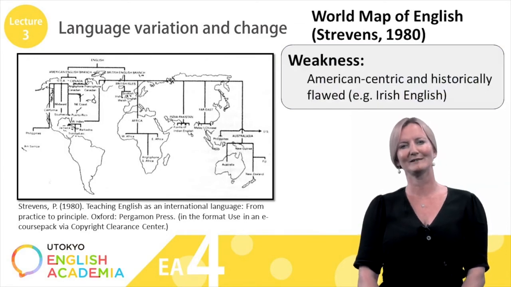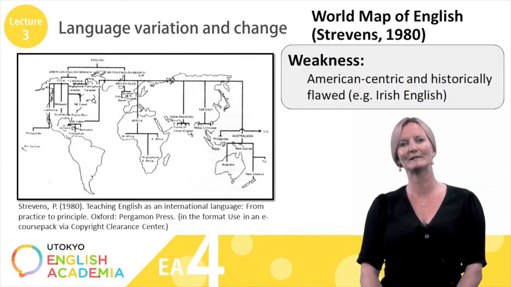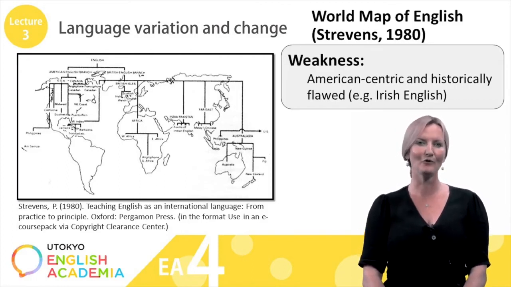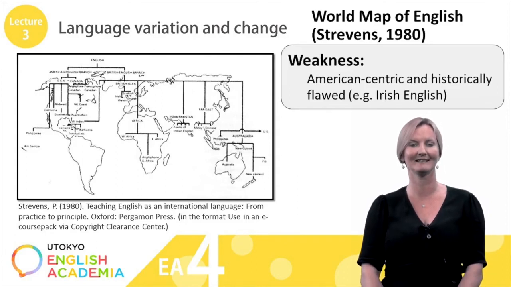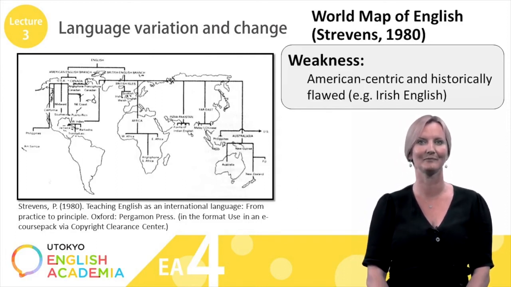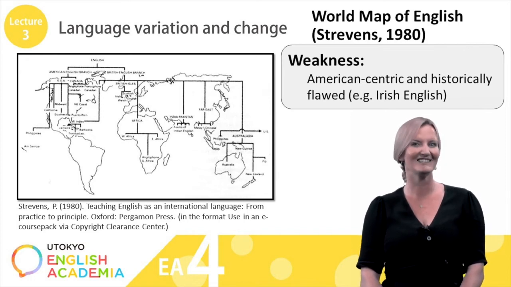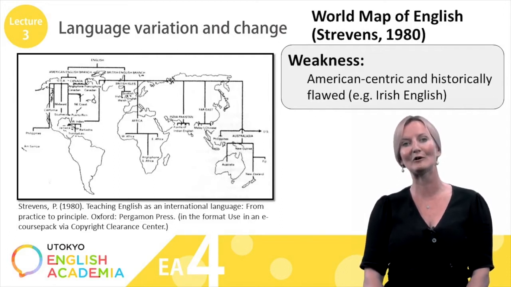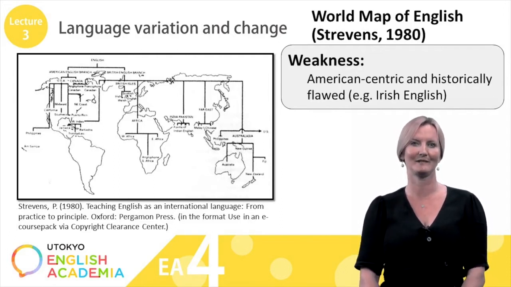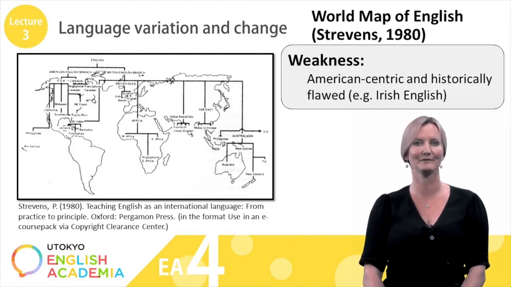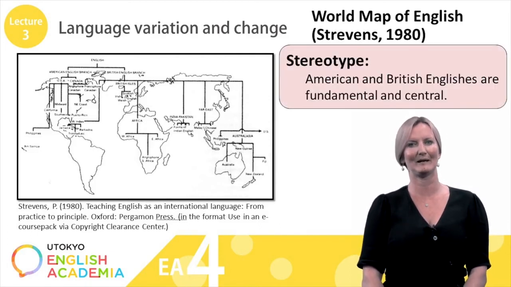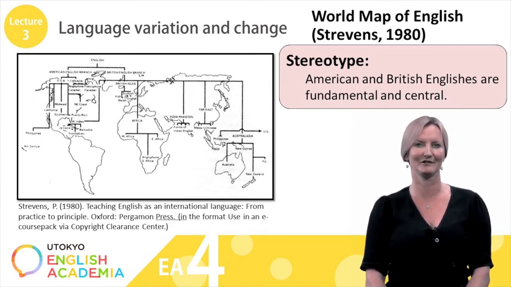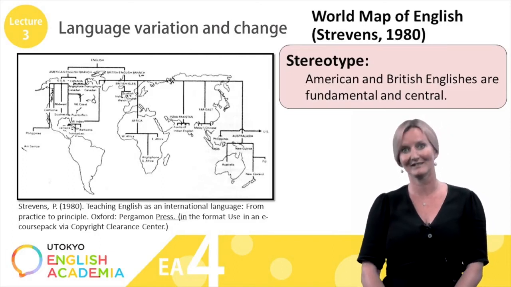The model, however, is quite America-centric in that it positions American English with British English and does not represent the origins of American English in British English. Other Englishes, such as Irish English, which is much older than American English, are relegated to smaller branches, so historical representation is also somewhat confused. This model promotes a stereotype that American English and British English are somehow the fundamental central Englishes of the world, which is certainly not the case.